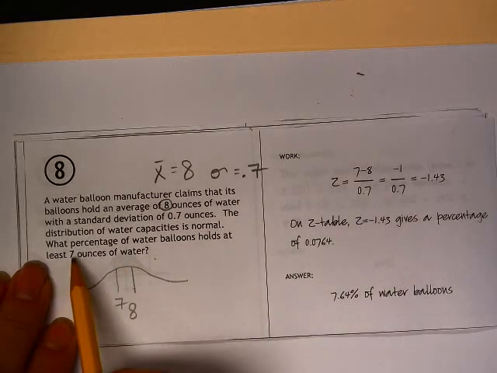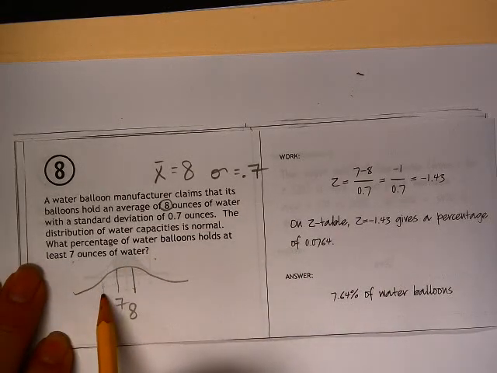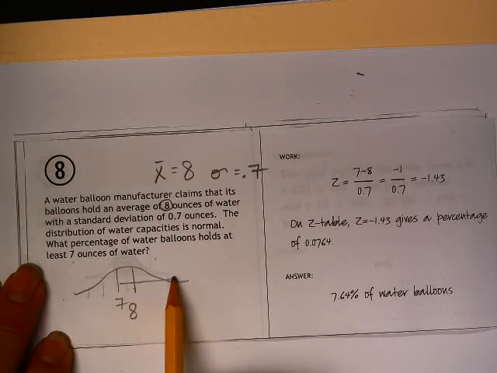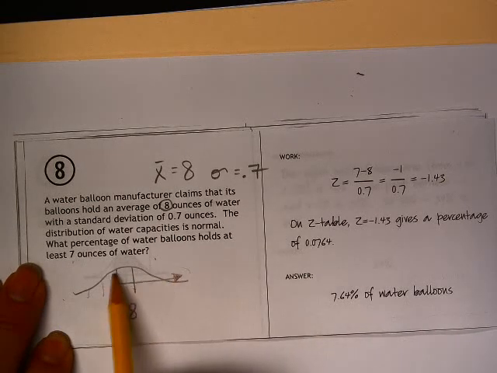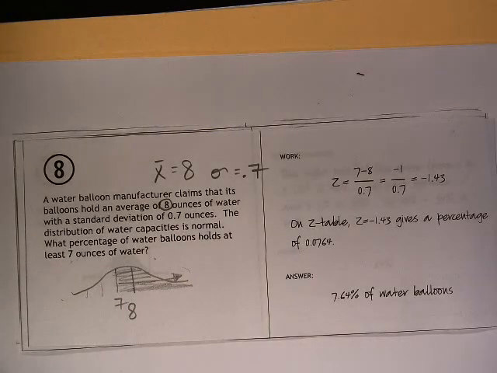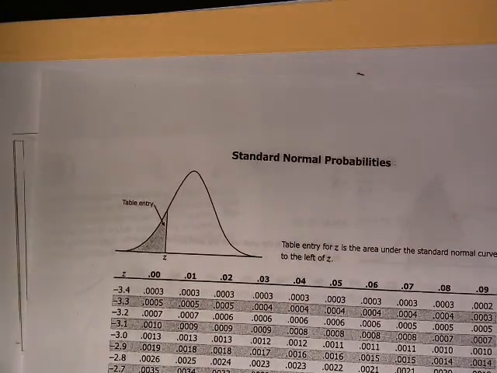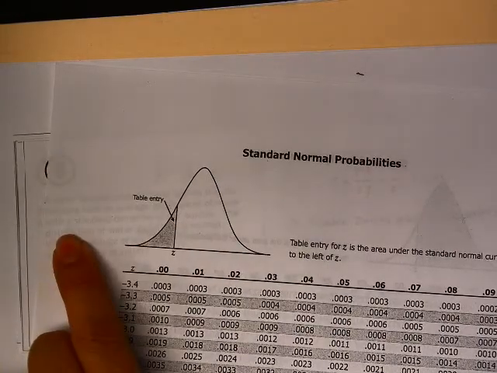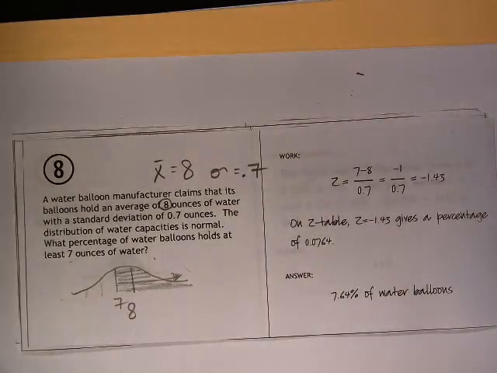So if I want at least 7, that's not 6. 6 is too small, 5 is too small, etc. I want this information over here. So ultimately, when I get my answer, I want to have that. Now, when you look up things in your Z table, that's not the information that you get. You always get this stuff over here. So we will need to subtract when we're done.